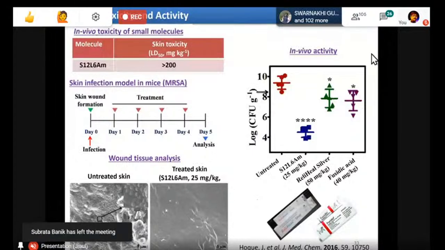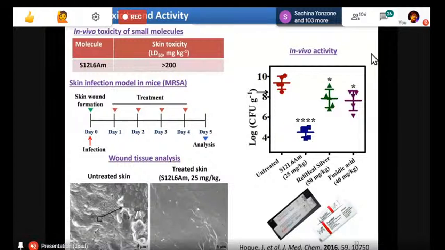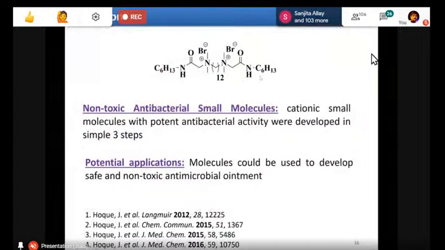Okay, thanks. Okay, so moving on. In the case of treated skin, we see a very minimal amount of bacteria here. Again, this clearly indicates that it has almost eradicated the bacterial infection. In fact, we took our compound and made an ointment, and I have not shown those results here, but basically this sort of cationic small molecule can be used to develop different types of ointment and can be used as a safe and non-toxic antimicrobial agent in ointment formulation.